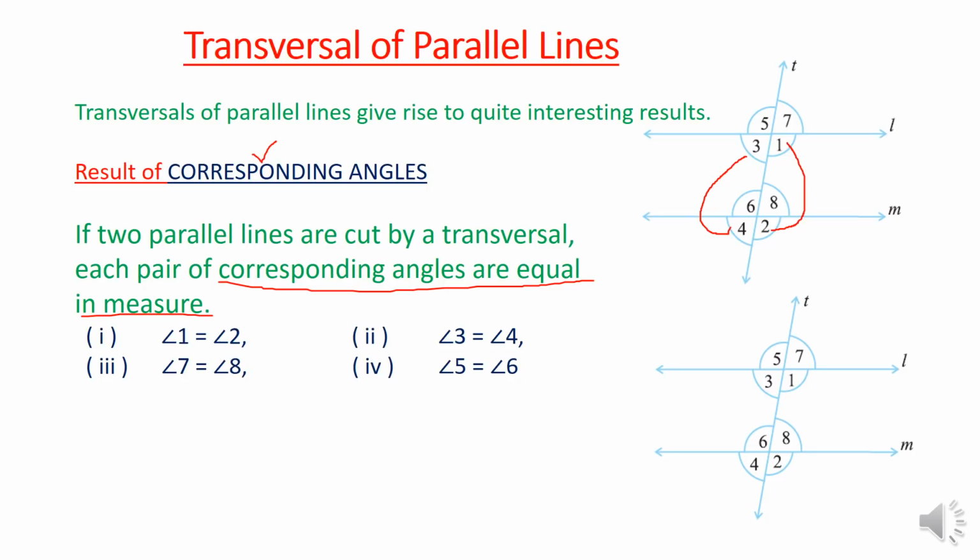Then 7 and 8. Here you can see this is 7 and this is 8. These are corresponding angles which are above the line, on one side of the transversal. Next, 5 and 6, again above the line, on one side of the transversal. So, these are called corresponding angles.